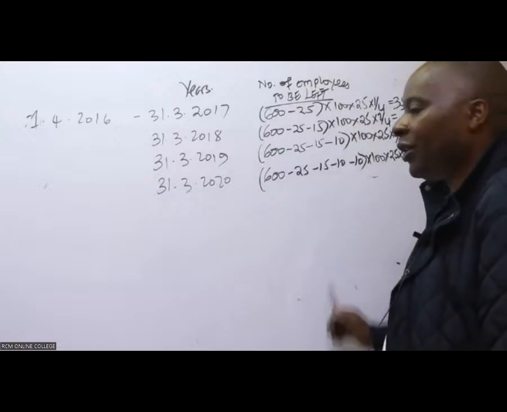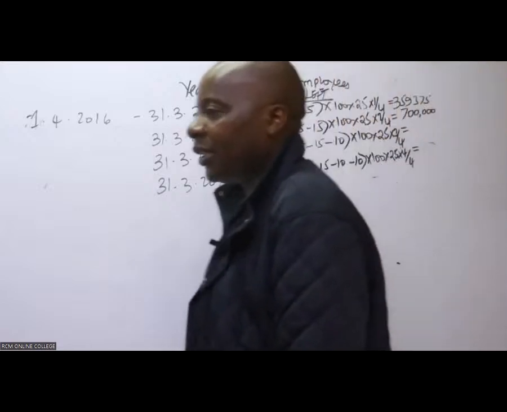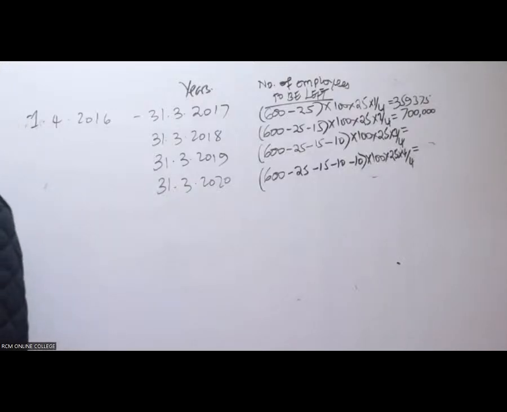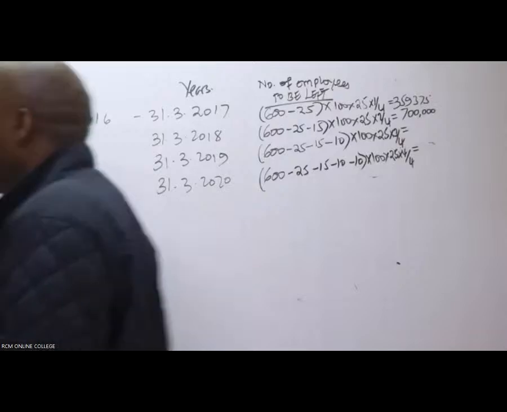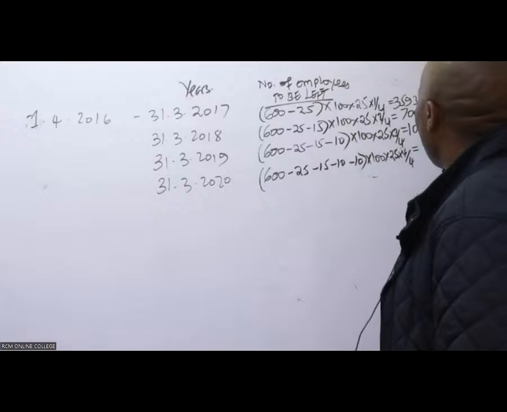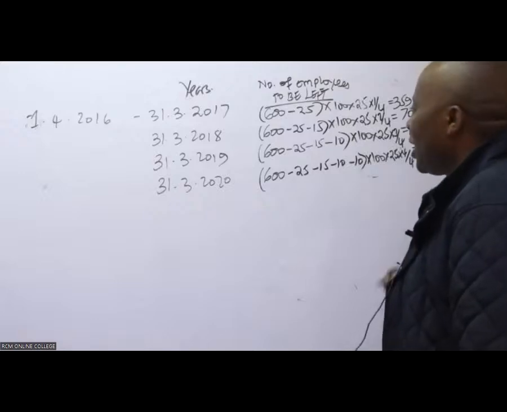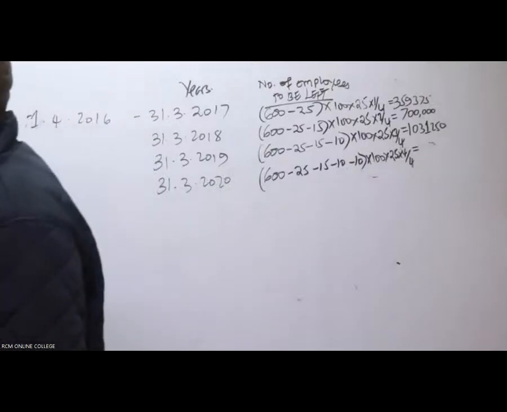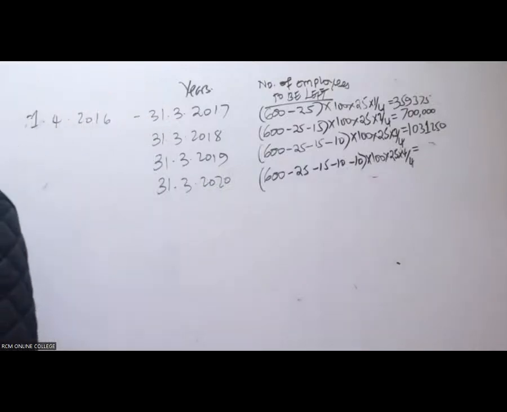How about the third figure? So this gives us 1,031,250. And then the last one. What do we have? The very last one.